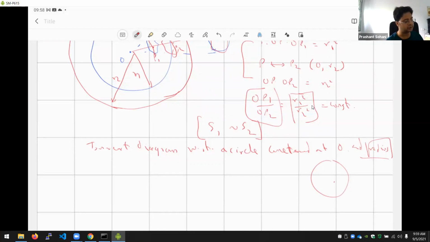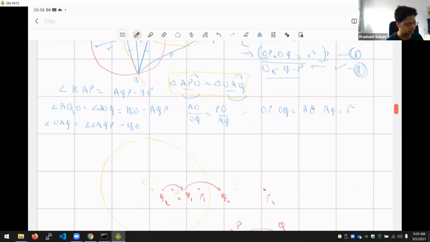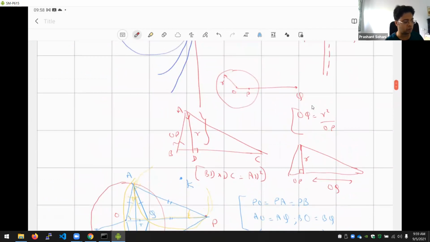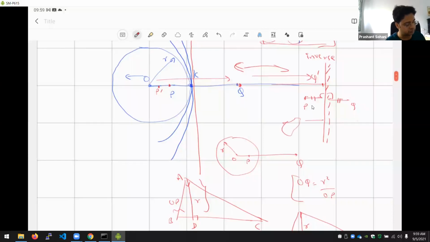In a way, you can relate this to the mirror image concept, the analogy which I talked about. If I have an object over here, you can think of changing the radius as shifting the mirror parallel to itself. So if I have some object here, its mirror image will look like this.